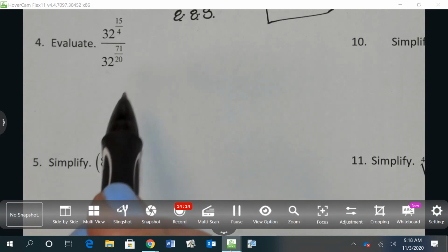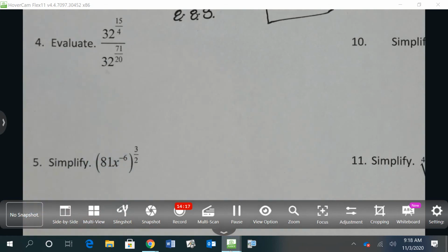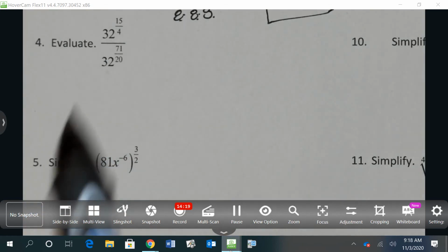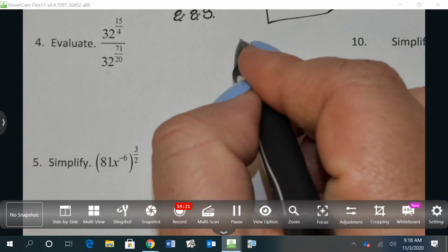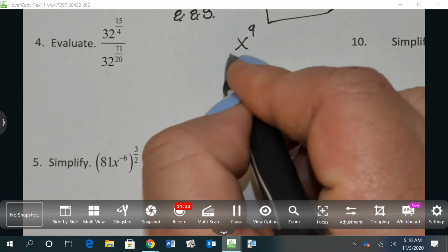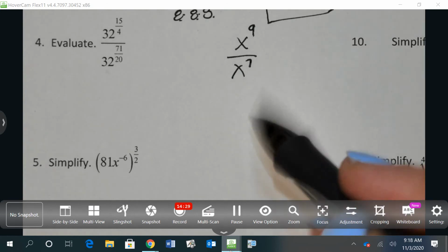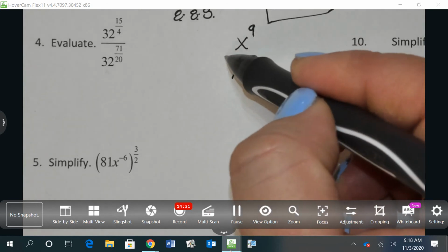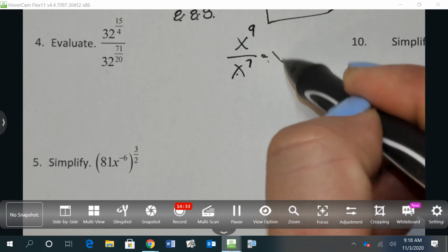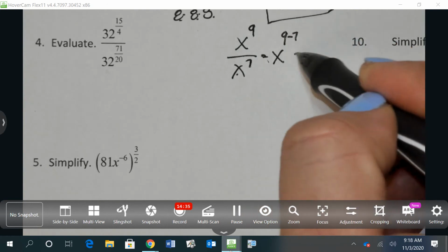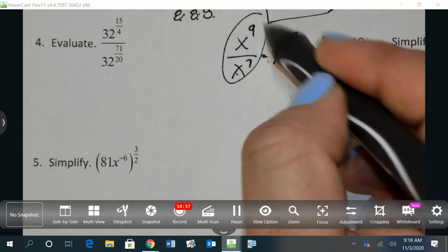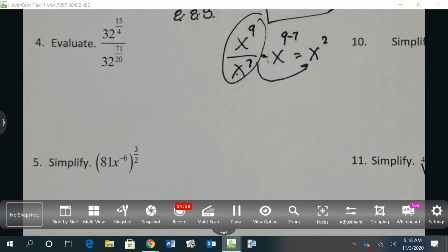Okay, so this problem looks really confusing to students because there are these large numbers and there are fractions. So let's break this down over here. If I said to you, what's x to the 9th over x to the 7th? I would hope that the majority of students would go, oh, okay, when you have the same base and you're dividing, that means I subtract. And I always subtract the top minus the bottom. So this expression would simplify into x squared.